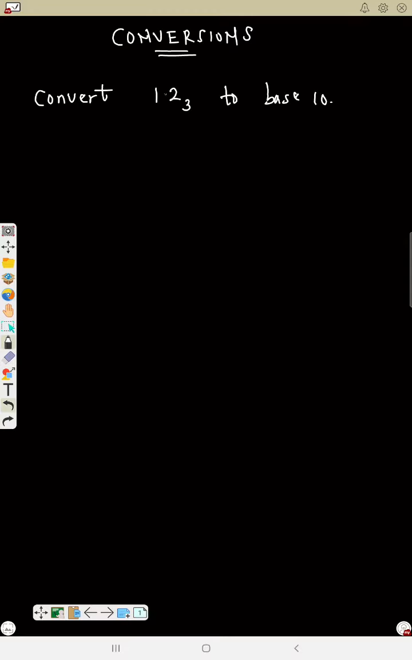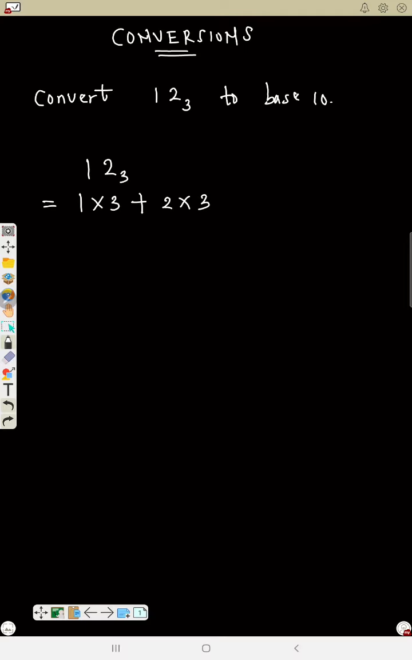See the method, you pick this one, that means I'm doing 12 base 3 to base 10. So now take the first number, multiply by the base. That will be 1 times 3 plus, take the second number, multiply by the base. That will be 2 times 3. So that is how you'll be doing for conversion from one base to base 10.